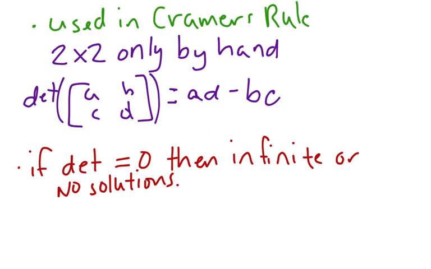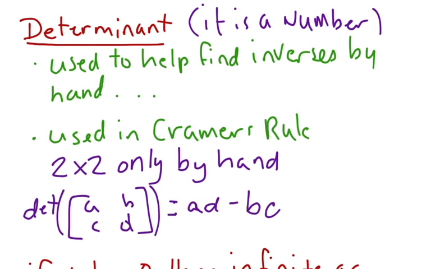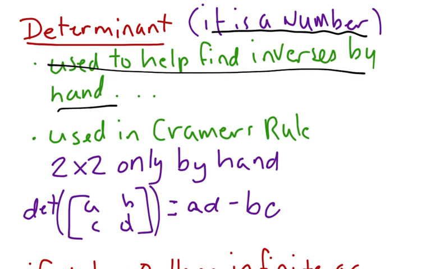Alright, so determinant, it is a number, so that's the first thing you got to recognize. It helps find inverses by hand. It's used in Cramer's rule. It gives us some geometric properties, so we can find area or something like that. It's some higher level math, but you're just going to be getting an introduction. You'll see it as DET, so determinant. The only one that you have to do by hand is a 2x2 matrix. All the other ones are much more complex, and basically we don't need to do that.